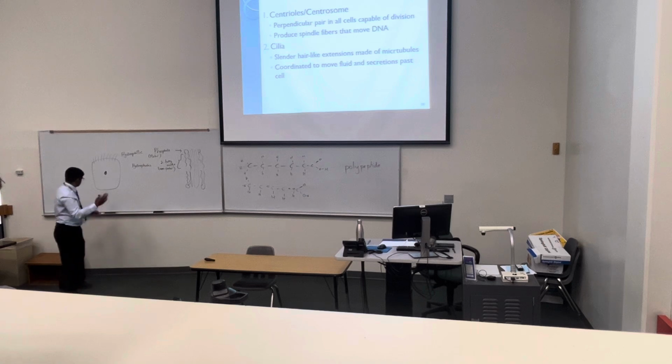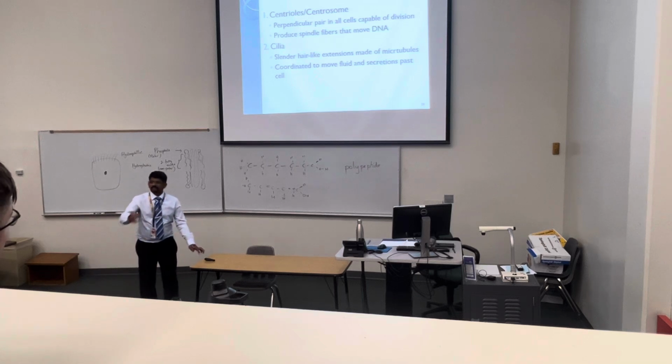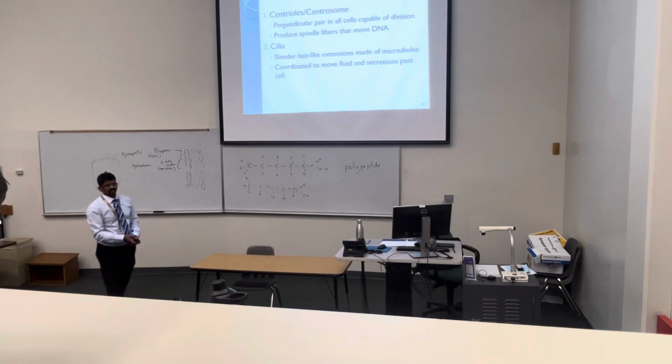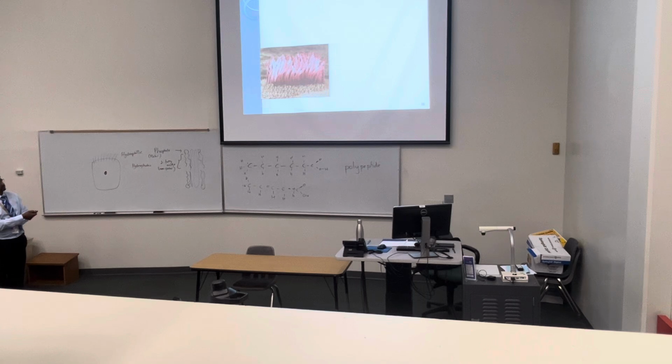So cilia basically move substances across the membrane. In humans, we do not move cells with cilia. Bacteria do use cilia to move cells. We just move fluid or substances across the surface. We also have a long microtubule structure called flagella. This is an image of cilia. That's our cell, and the cilia just have some movement.